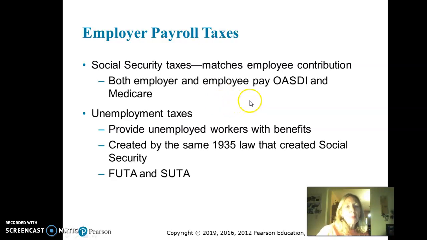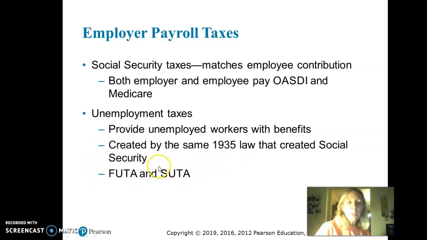Unemployment taxes, remember, unemployment is paid into a pool by the employer. And when a worker becomes unemployed because he's laid off from his job or something like that, then he can draw unemployment. So basically, the employer is the one that has paid into that. And that was created a long time ago, kind of the tail end of the Depression, with Roosevelt in 1935, which created a lot of the social programs that we still have today.